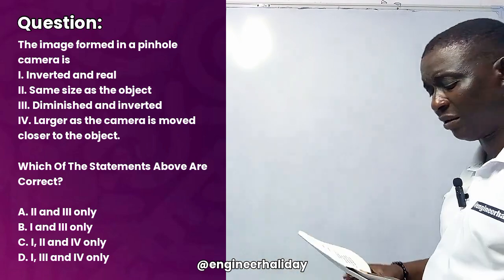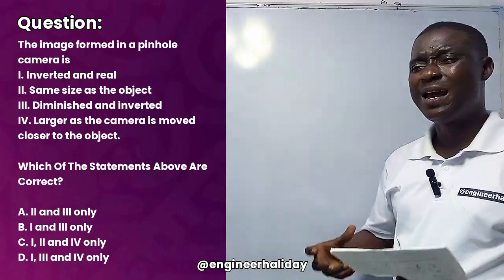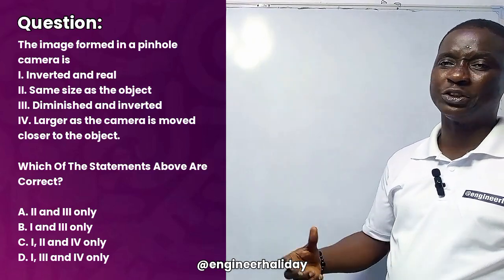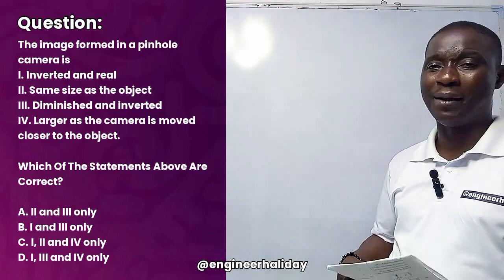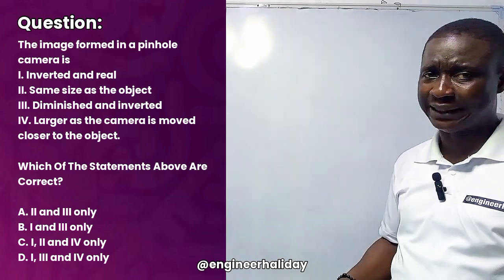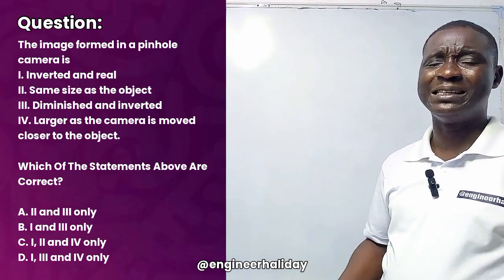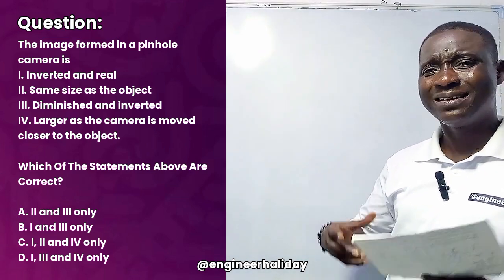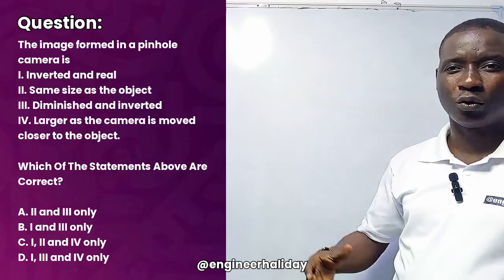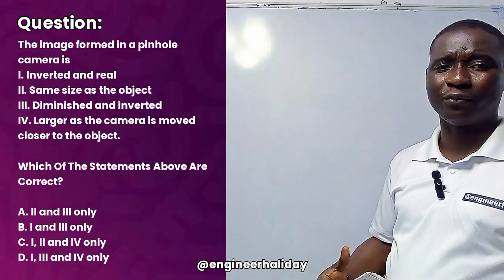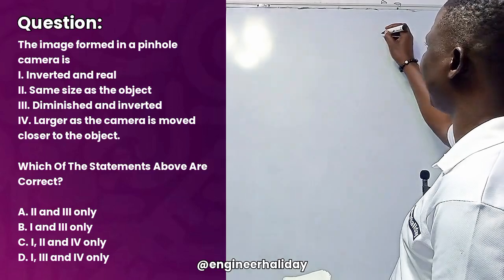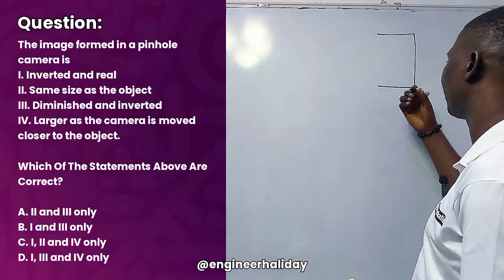Now, for us to talk about a pinhole camera, a pinhole camera operates on the principle of what? Rectilinear propagation of light. What is rectilinear propagation of light? The language is becoming too big for some people to comprehend. When we say rectilinear propagation of light, it means the ability of light to travel on a straight line. That is what we call rectilinear propagation of light.